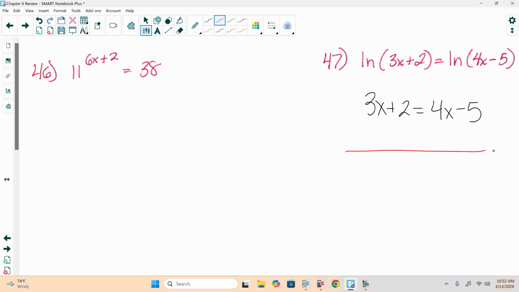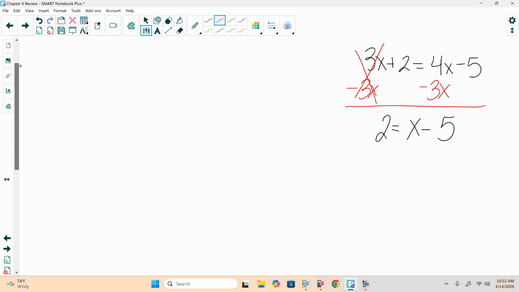Now, we do not have any x squared terms. We do not have variables to exponents bigger than 1. We just need to get x's on one side, numbers on the other. Doesn't matter what we do first. I'm going to subtract 3x from both sides, telling me that 2 is equal to x minus 5. Then we can add 5 to both sides, telling us x is equal to 7. And that's it.